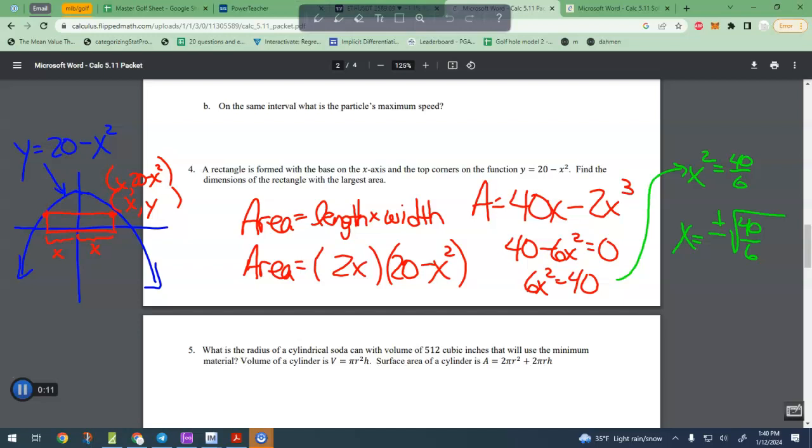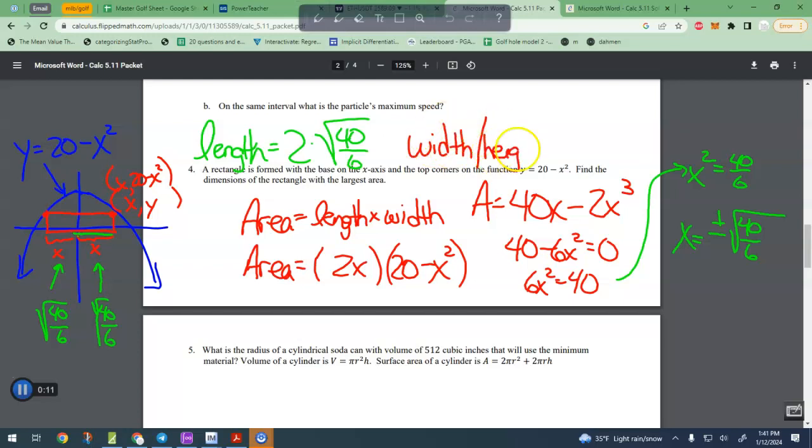But remember that x is just part of it. So this distance here is the square root of 40 over 6, but so is this distance. So it asks for the dimensions, the length is actually 2 times the square root of 40 over 6, because you've got that going both directions from the center. And then the width, or the height, whichever you want to call it, well, we know y equals 20 minus x squared. And now I know that x is the square root of 40 over 6.